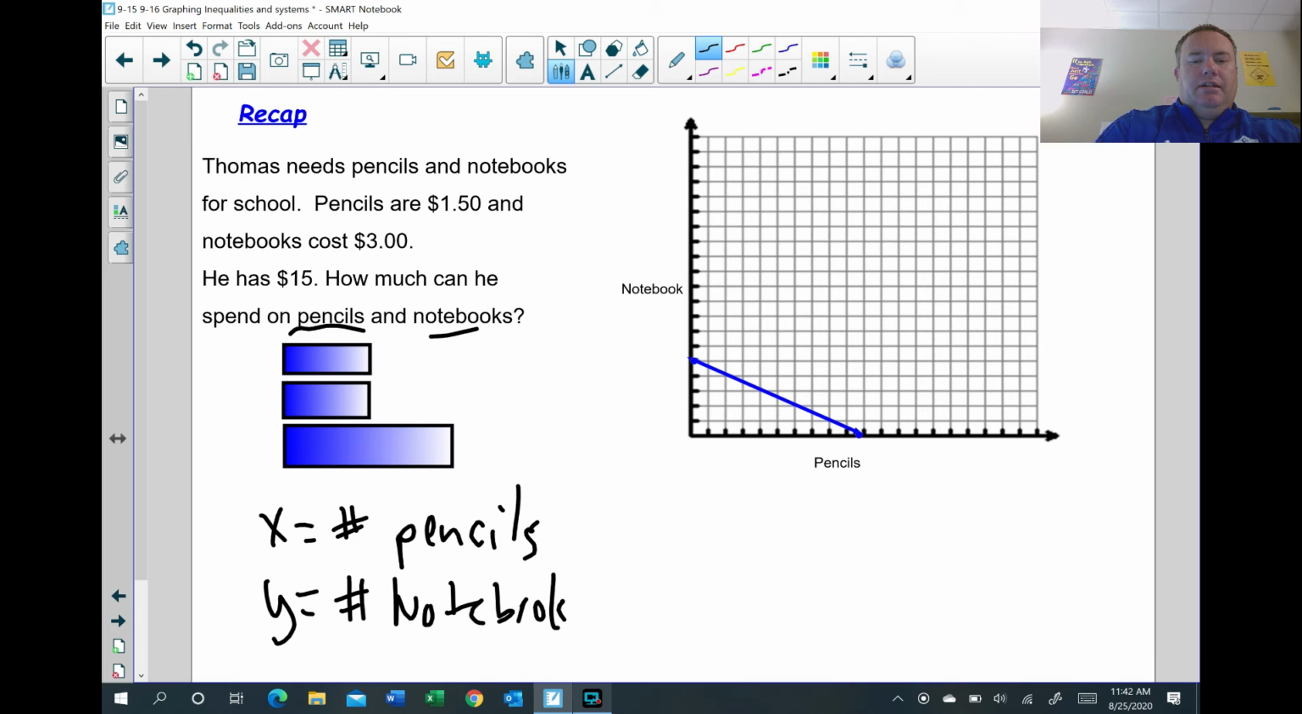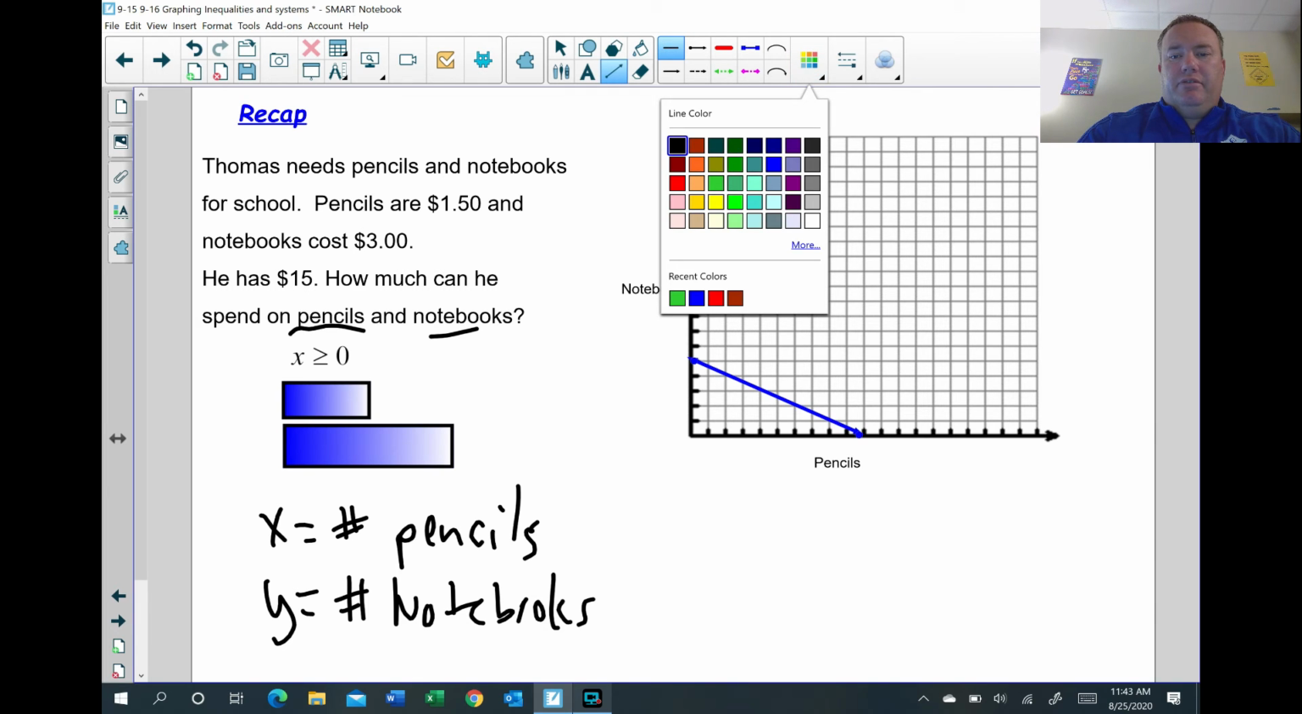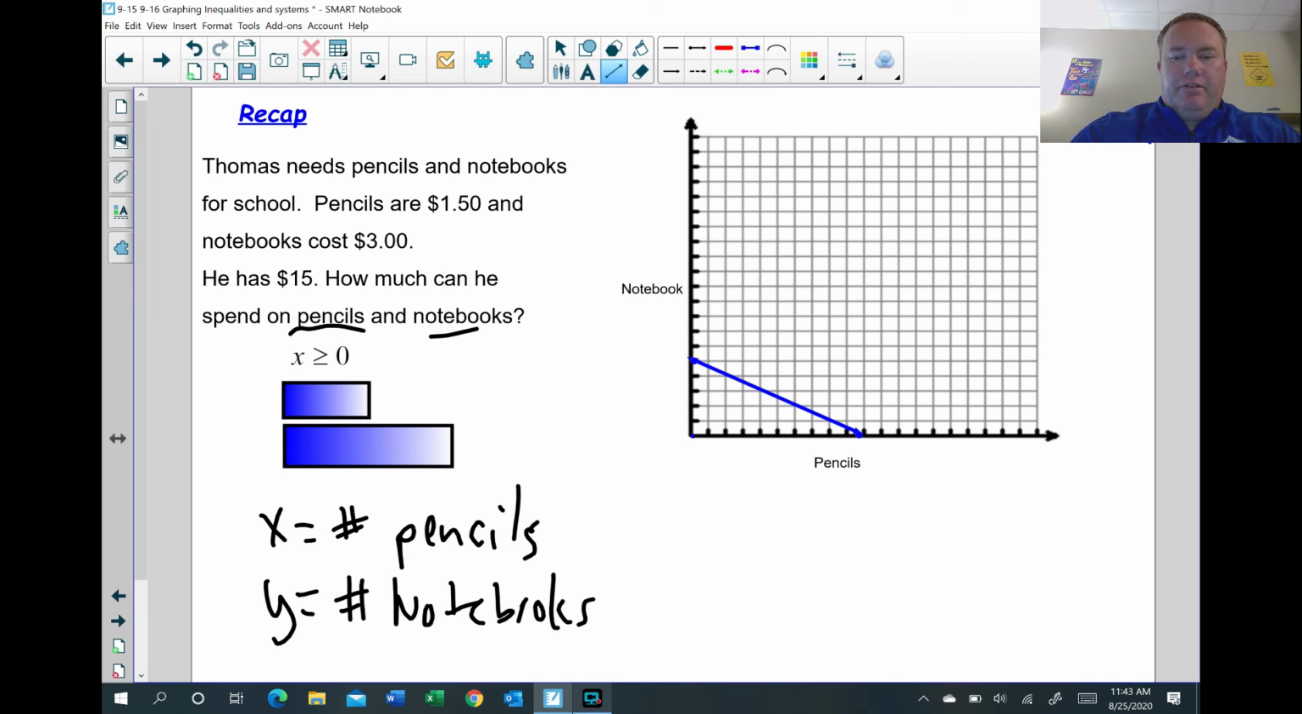Now, with that in mind, starting off with a couple things that we have to realize here. One, you got to have pencils and notebooks. So first and foremost, you have to have an x that's going to be greater than or equal to 0. So starting off in a problem like this, we know for this one, you've got to have an x that's going to be greater than or equal to 0. So in other words, you're going to have something that goes up this way. Okay? That's first and foremost. Because you got to have pencils.